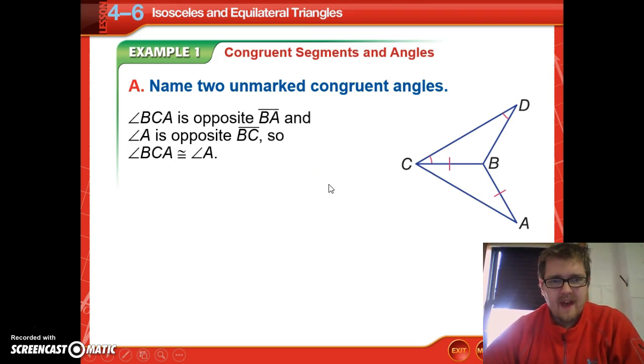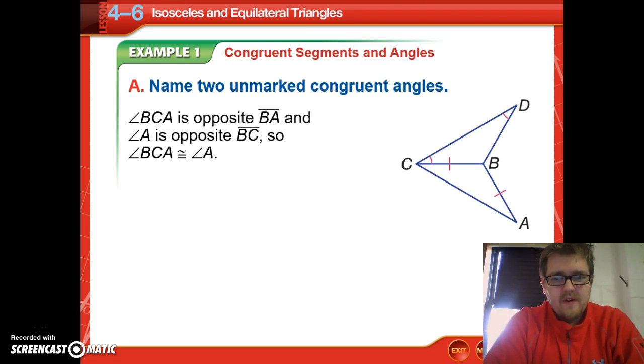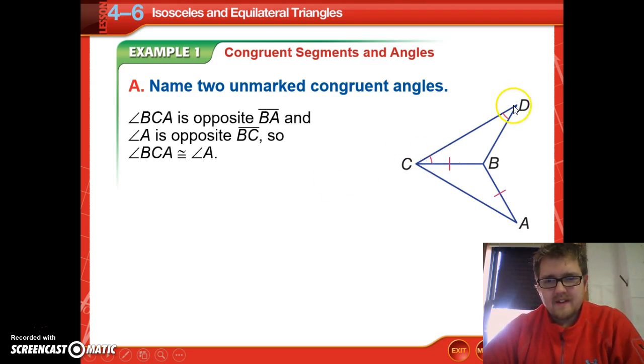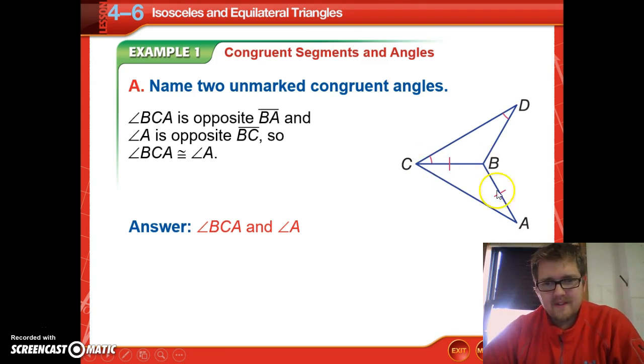In this example, we name two unmarked congruent angles. We see that C and D are marked, so we're looking for two angles that aren't C and D to call congruent. Immediately I see these two sides marked as congruent, and based on the theorem we just went over, I look at the angle opposite side CB and the angle opposite side AB. We're looking at angle BCA and also angle A. Notice we couldn't just call it angle C and A, because when we're talking about this C, are we referring to this angle or this angle? That's why they went out of their way to name it BCA, to clarify that angle.